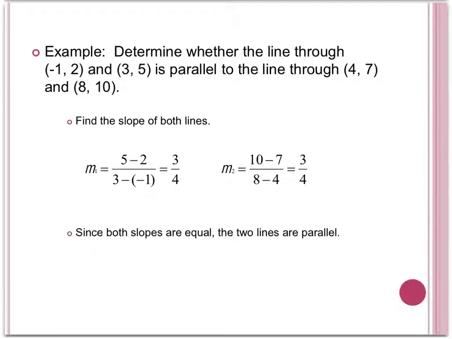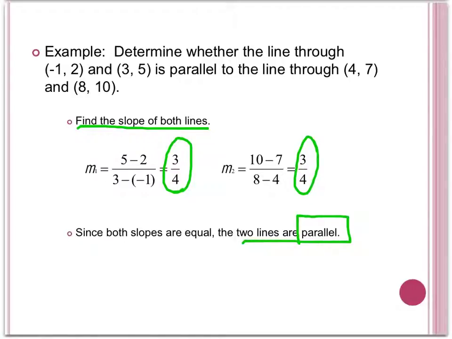Now, let's do an example. It says determine whether the line through (-1, 2) and (3, 5) is parallel to the line through (4, 7) and (8, 10). We can tell if these 2 lines are parallel by finding the slope of both lines. By using the slope equation and plugging in the points, we find that the slope of the first line is 3/4. Doing so for the second line, we find that the slope is also 3/4. And since both slopes are equal, we know the 2 lines are parallel.